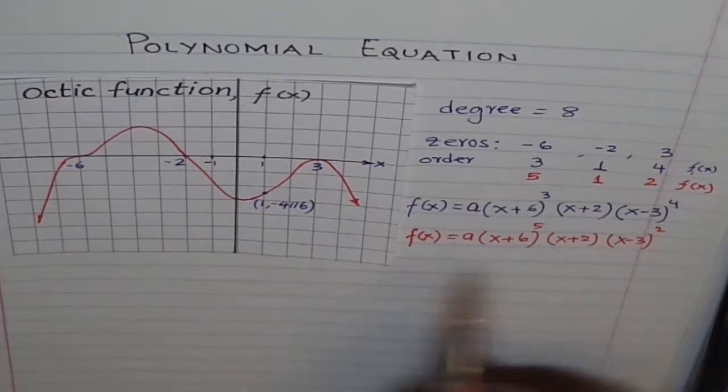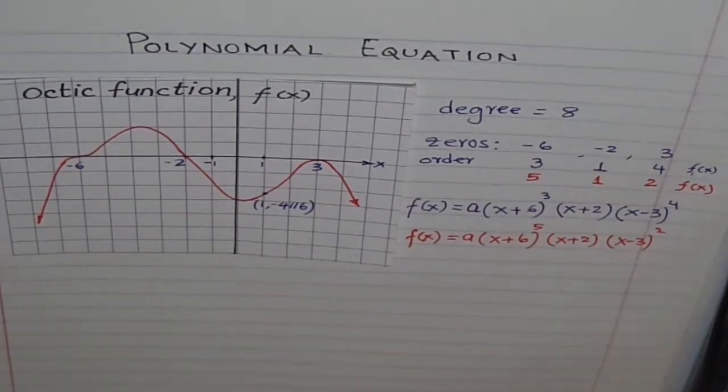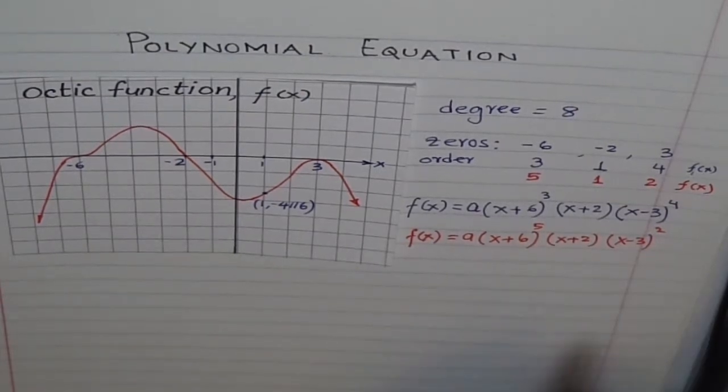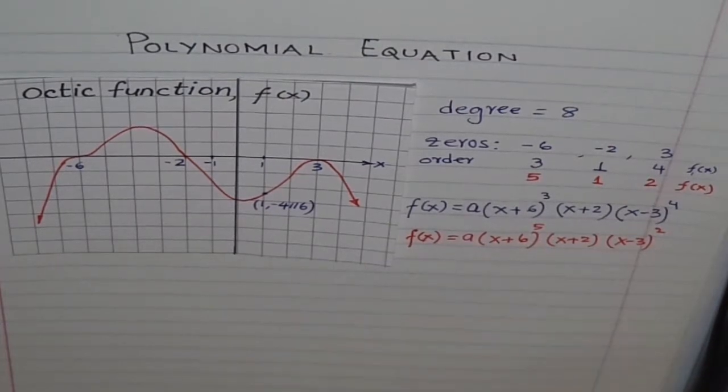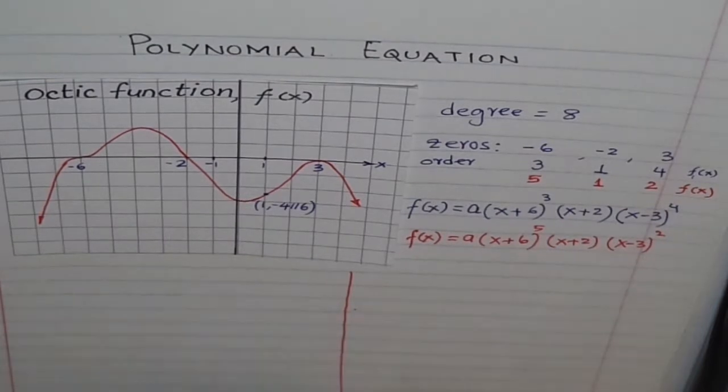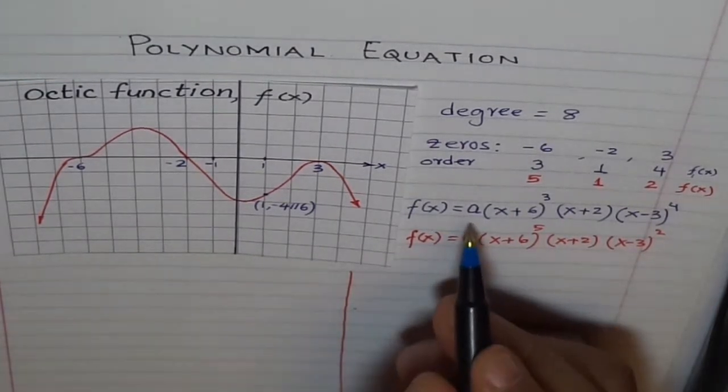Now we know that the point 1, at 1 the value is -4116, lies on the graph. That will help us to find a. So let's solve for it. So in one half we'll do the blue part and on the other we'll do the red part. So let's start with the blue part, okay?